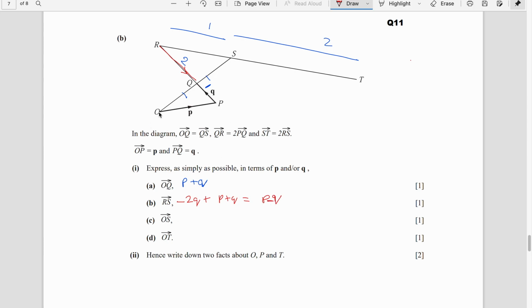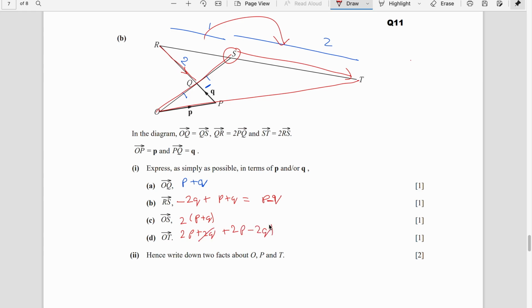OS is 2 times OQ. So just multiply this, 2 times OQ. OT. So we start at O and we end at T. So that is OS plus ST. Now copying OS from the last part, 2P plus 2Q, and ST is twice RS. So twice of RS, directly write 2P minus 2Q. Now simplifying this, we get rid of this, and this is 4P.